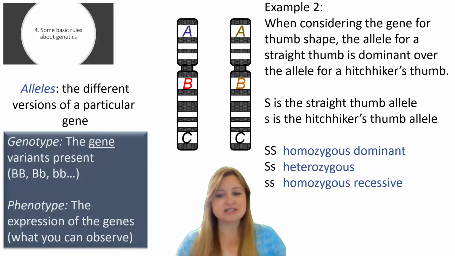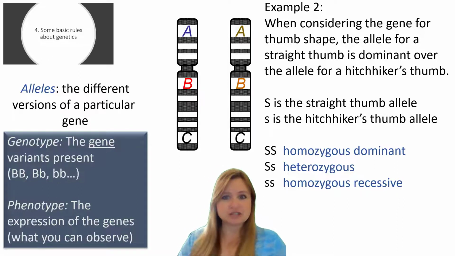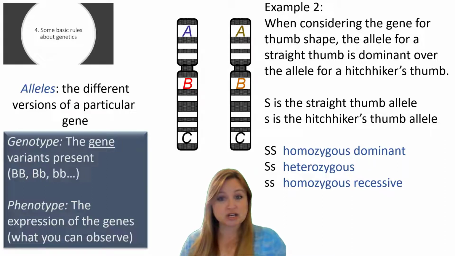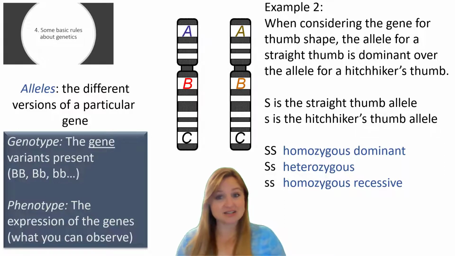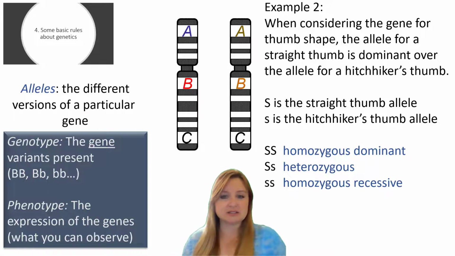A person that's heterozygous would also have the straight thumb phenotype because they have a dominant and a recessive allele, and the dominant allele wins out. So straight thumb, because that's the dominant allele. A person whose genotype is little s, little s, their phenotype is going to be a hitchhiker's thumb because they have 2 of the recessive alleles, and without any dominant allele there, the recessive allele is going to be expressed, and the recessive allele encodes the hitchhiker's thumb.